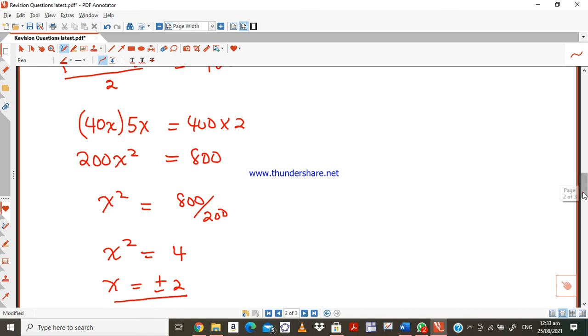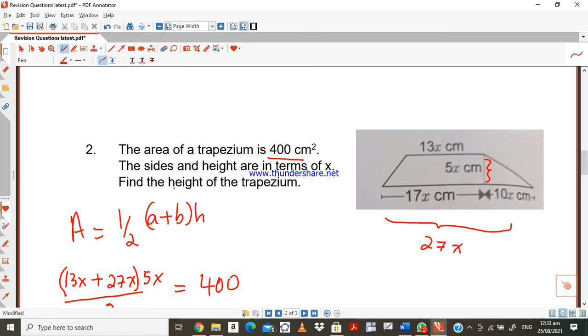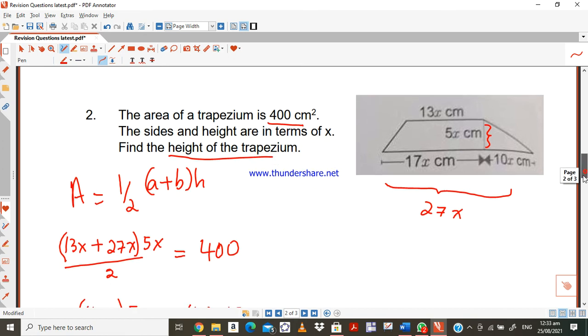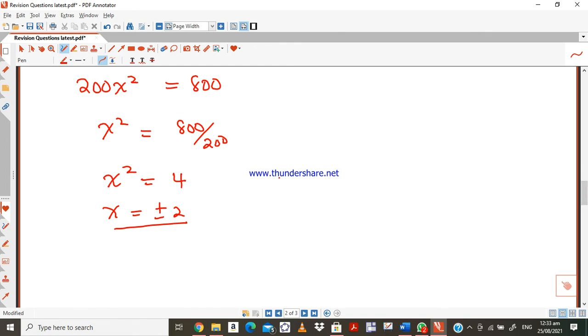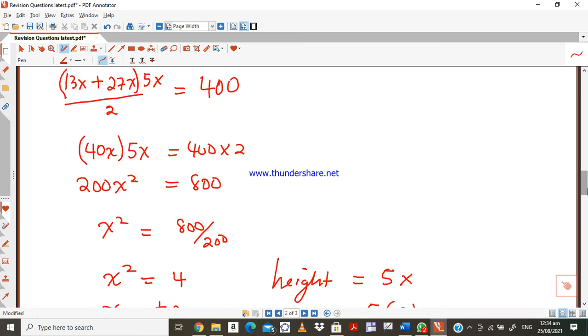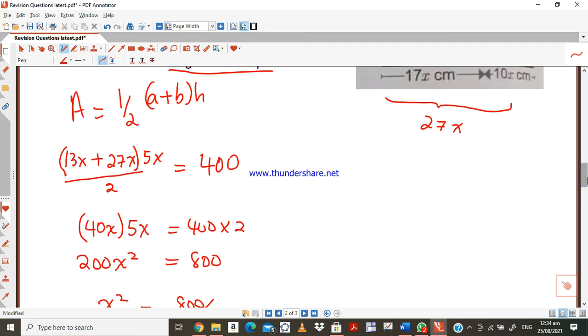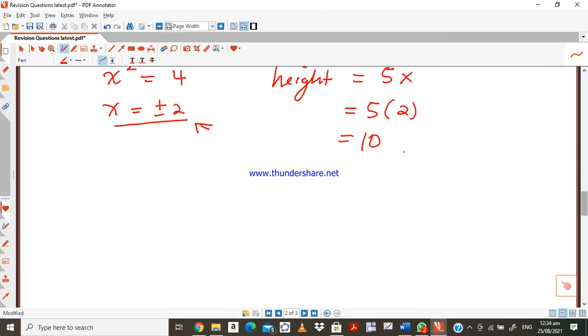But now, what we are looking at is we are asked to find the height of the trapezium. So the distance can't be negative. So I'm not going to use the minus 2. So the height of the trapezium, which is originally 5x, is going to be now 5 times 2. I have to use the positive value here. And that gives me 10. And let me just make sure that the units are in centimeters. Okay, we just have to compare and see what the question is. So it's 10 centimeters, therefore.